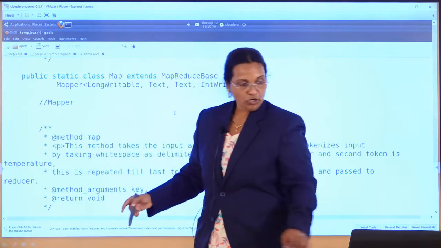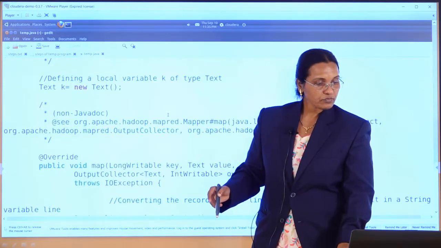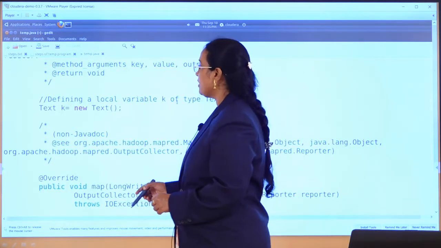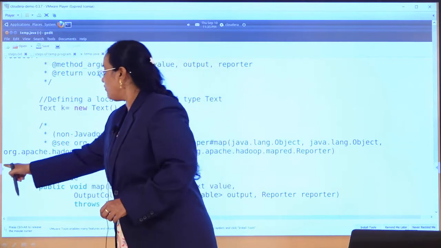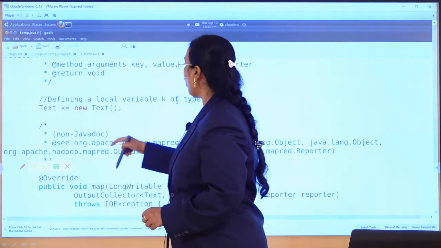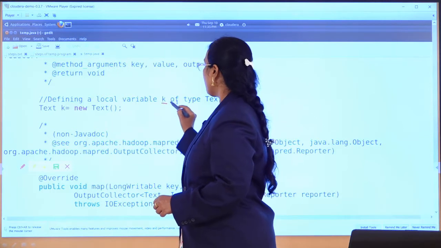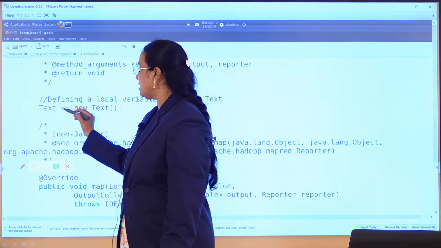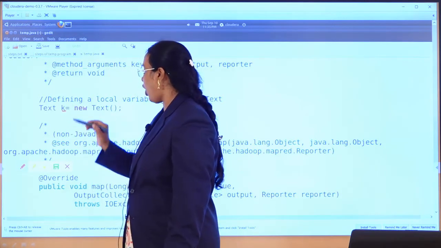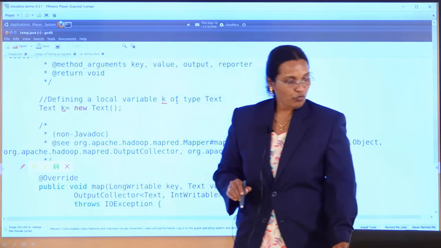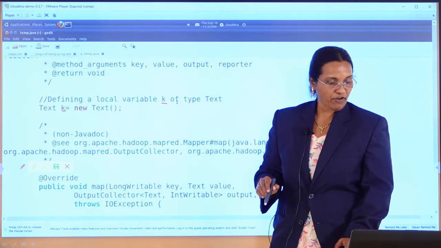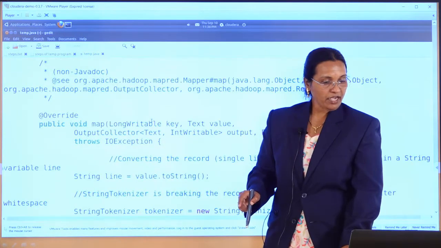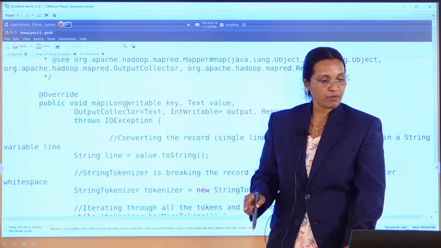And you can see here how these are going to work. You can see here, a little bit of small changes we are making here. I am defining a local variable, that is my k, a local variable of type Text. So Text k equals new Text, so k is my object now here. We have a purpose for that, so that is the reason we have defined it.